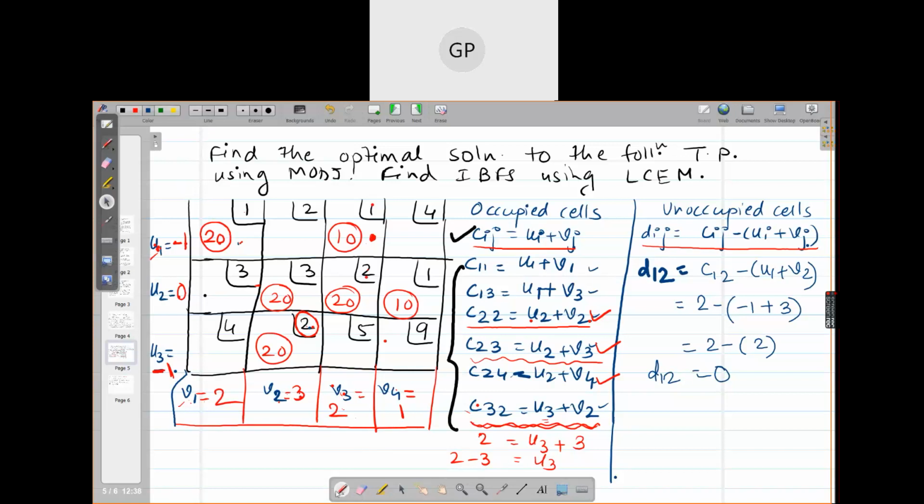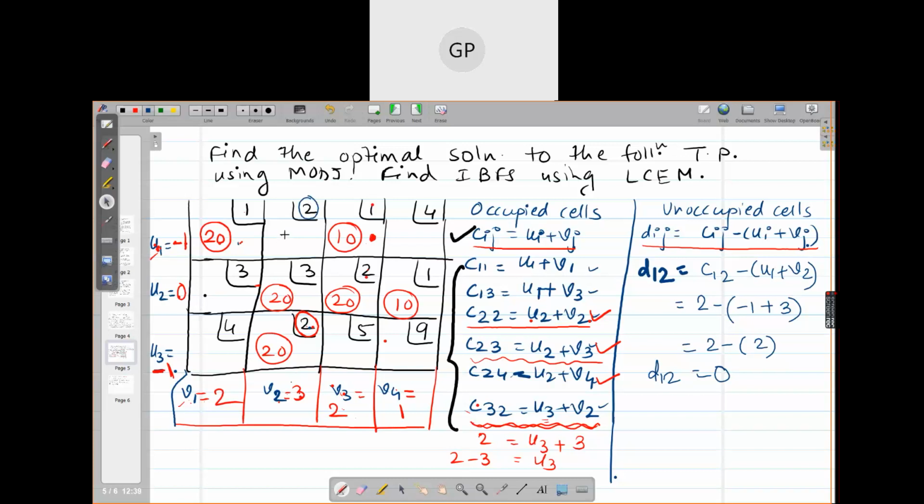Now see, if you go on writing like this, there are totally 12 cells here, out of which 6 are occupied, so the remaining 6 are unoccupied. So you will have to write another 6 equations like this, but I prefer to do these calculations mechanically. What you have to do is consider the Cij and subtract the addition of the corresponding Ui and Vj.